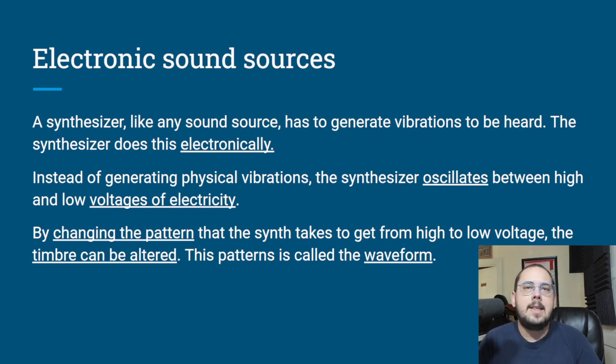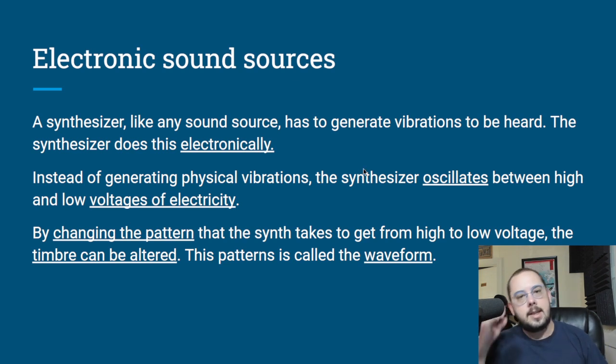So, a synthesizer, it's a sound source. It generates sound. Generally, we generate these vibrations, but a synthesizer is going to generate its sound signal electronically. That's what it's doing. It's not like an acoustic instrument like a guitar or a clarinet or a trumpet or things like that. All of this is done electronically. So instead of generating physical vibrations that move between high and low pressure, it instead oscillates between high and low voltages of electricity.